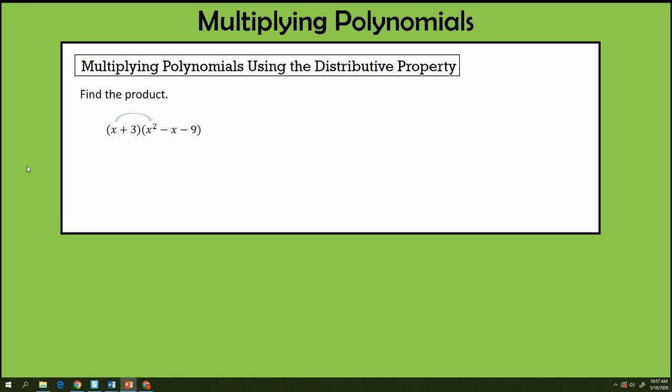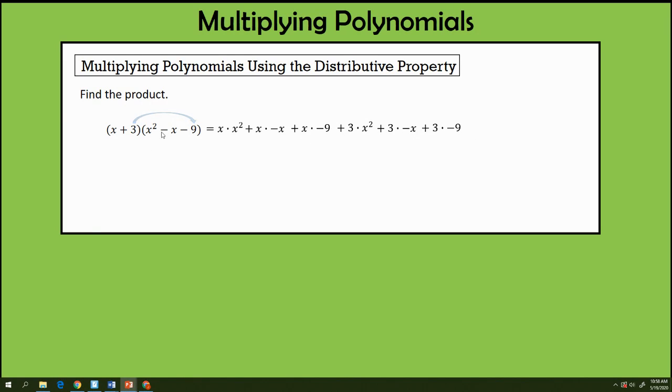So it looks like this. We're going to take x times x squared. We're going to take x times the opposite of x, and we're going to take x times negative 9. So that's distributing the x through. And now distribute the 3 through. 3 times x squared, 3 times negative x or opposite of x, and then 3 times negative 9.